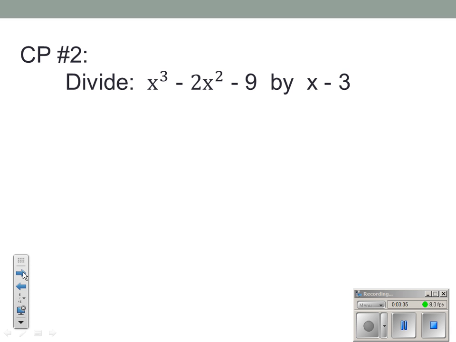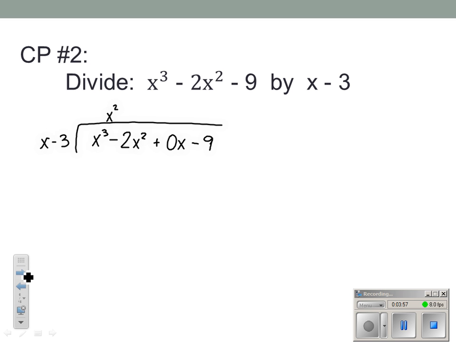So let's take a look at this one. Setting this one up, notice that you don't have a regular x term in your polynomial, so that's where we need to fill in. Fill it in with a 0x term, and then go ahead and divide. So the x part of x minus 3 goes into x cubed, x squared times.